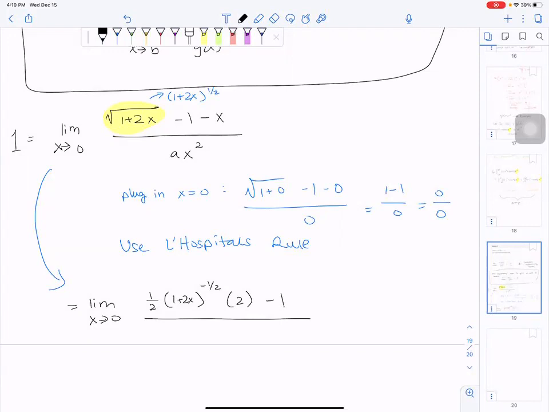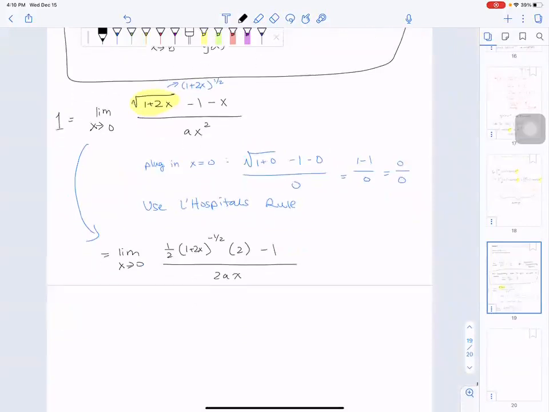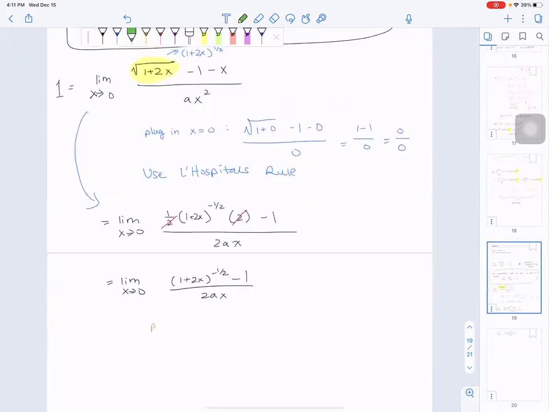And what about the derivative of the bottom? That's 2ax. Let me simplify that a bit. These 2's cancel out. We're left with 1 plus 2x to the -1/2 minus 1, over 2ax. Now let's try plugging in 0 again. Maybe it will work this time. We get 1 to the -1/2 minus 1 over 2 times 0, which gives you 0 over 0 again.